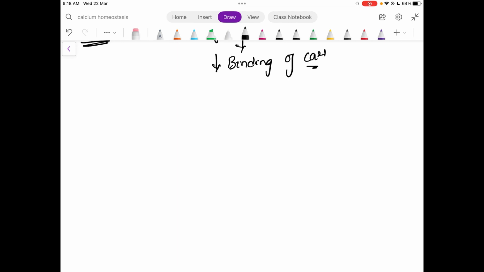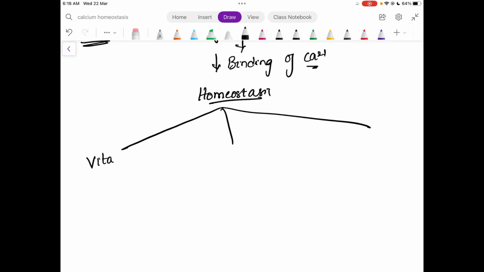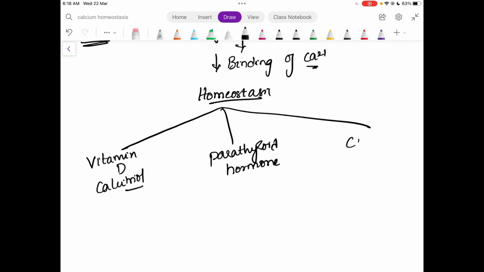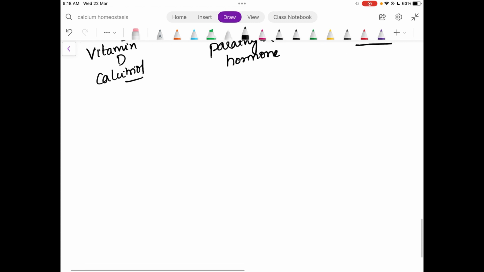Because calcium is in a narrow range, this calcium has to be tightly regulated, and this homeostasis is done with the help of three hormones. What are those three hormones? Vitamin D, that is called calcitriol, and parathyroid hormone, and we have one more hormone, calcitonin. We'll learn about each one in detail.